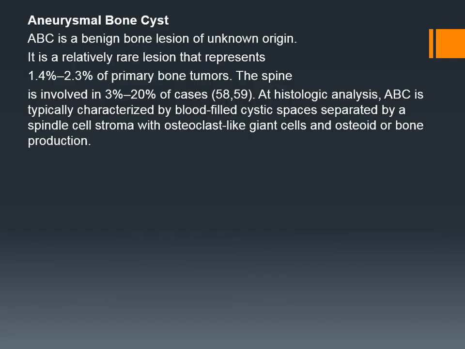Aneurysmal bone cyst is a benign bone lesion of unknown origin. It is a relatively rare lesion that represents 1.4 to 2.3% of the primary bone tumors. The spine is involved in 3 to 20% of the cases. At histologic analysis, aneurysmal bone cyst is typically characterized by blood-filled cystic spaces separated by spindle cell stroma with osteoclast-like giant cells and osteoid or bone production.